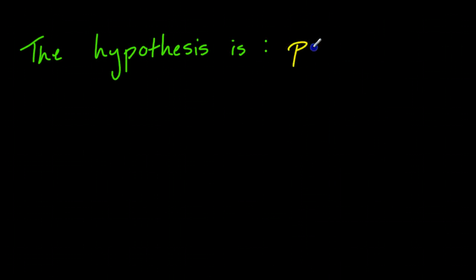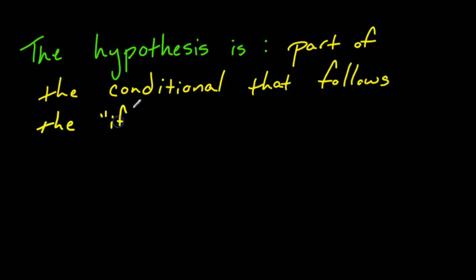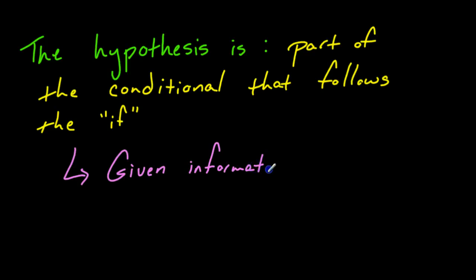A hypothesis, what a hypothesis is, that is going to be the part of the conditional statement that follows the if. It's your beginning piece. The hypothesis follows the if. And this is really key because a hypothesis really supplies us with our given information, or maybe our condition.